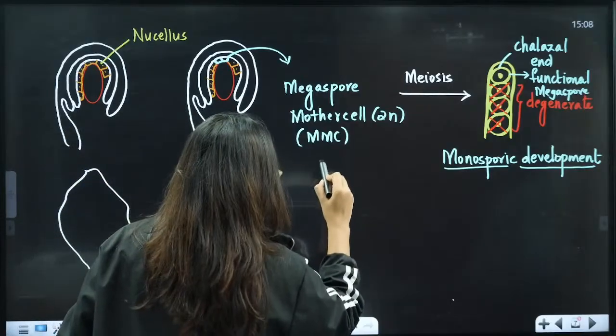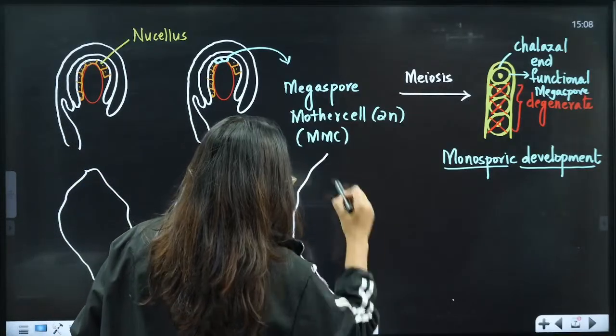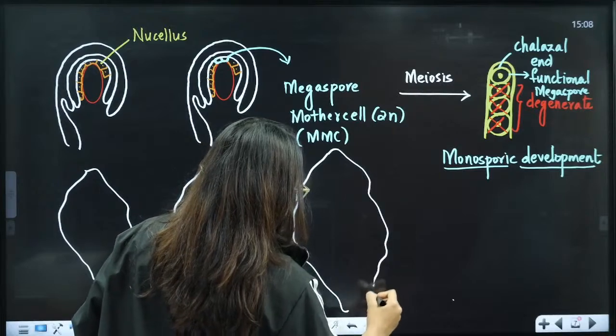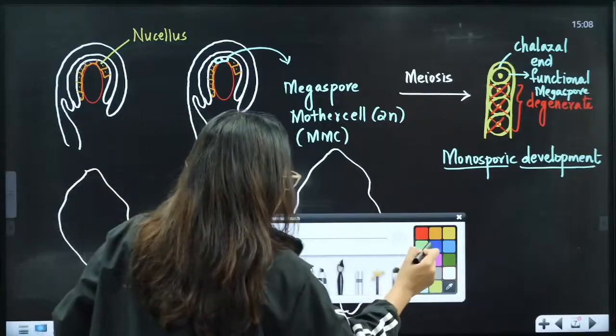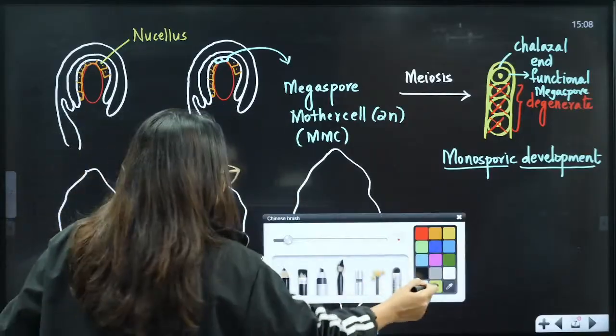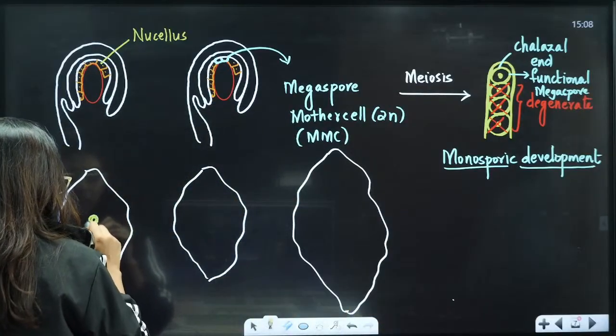2 to 4, 4 to 8. This kind of clarity you need while studying biology, okay? Not just learn 1 or 2 things and be like, oh, I know biology. That's not how you know biology, okay?